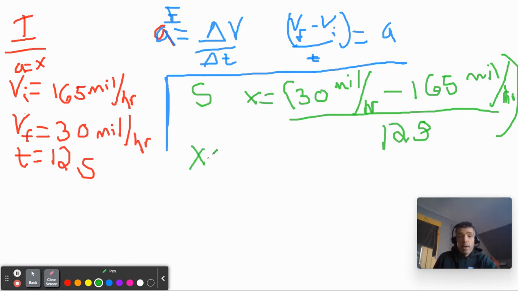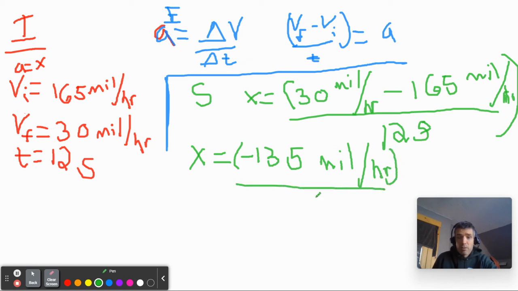Now, then I'm going to simplify the top. Order of operations, you do what's in the parentheses first. So this would be negative 135 miles per hour divided by 12 seconds. All right. And then I would do my division. I'm going to do it on my phone. Then I would take negative 135 and divide it by 12.